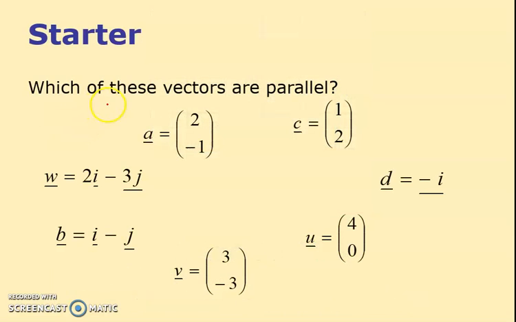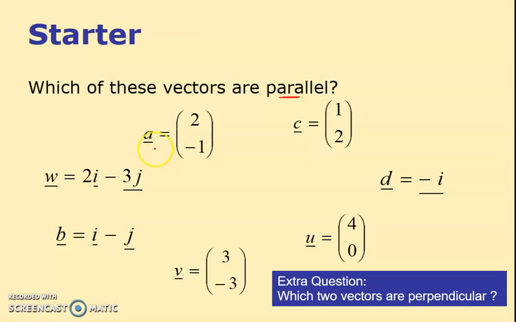Now, first of all, one question for you. I want to find parallel vectors. And so some of these vectors are parallel. And you may recall, for instance, this means it goes 2 across and 1 down. So pause the video and just see if you can identify the parallel vectors. Oh, and whilst you're at it, a little extra question for you, which may be harder actually. Which two vectors, and apparently there's only two, are perpendicular?